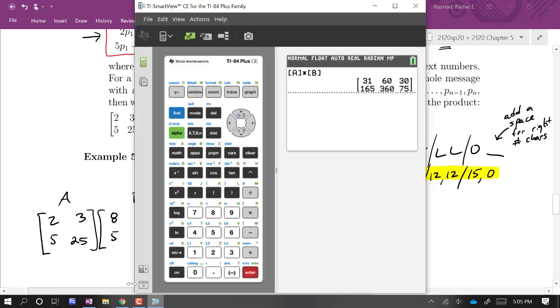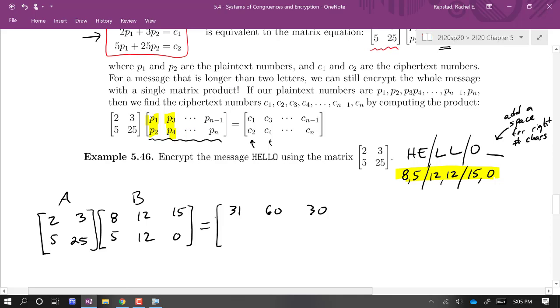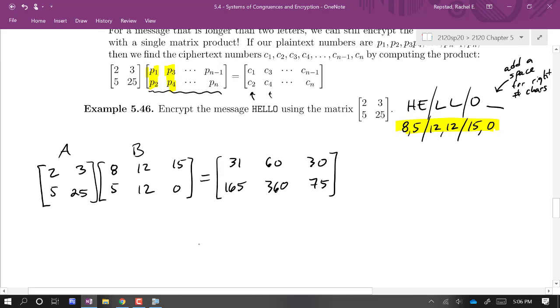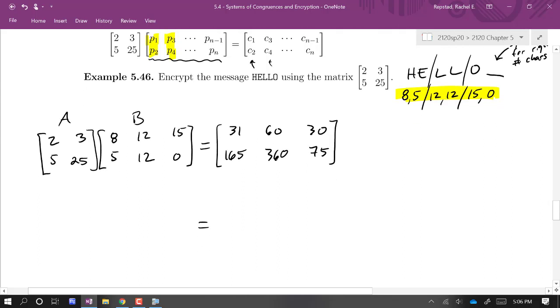And the second row is 165, 360, and 75. Okay. The next thing we're going to do, because these numbers don't appear anywhere on that table, right? We need to go back to characters, right? So we want to go back to that table to say, oh, okay, what letters are these? We don't have these numbers appearing at all, but we're working in Z29, so we are going to reduce mod 29.